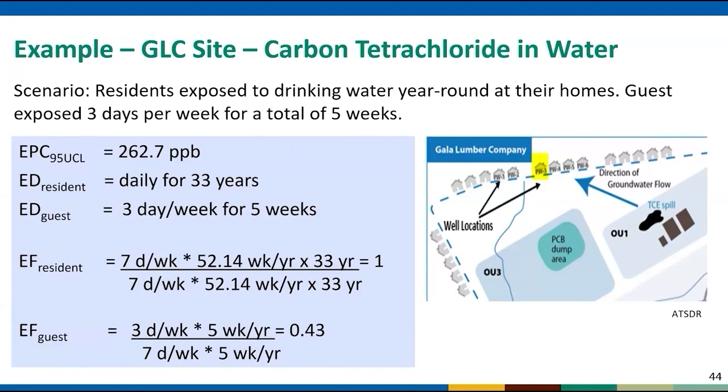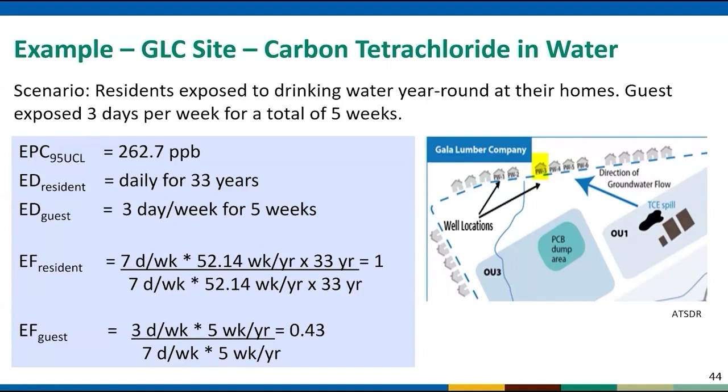Let's talk through them. We're going to use our EPC of 262.7 ppb. The residents are exposed year-round at their homes, so we will use an exposure duration for the residents that considers daily exposure for 33 years. The exposure duration for the house guest is 3 days a week for 5 weeks.